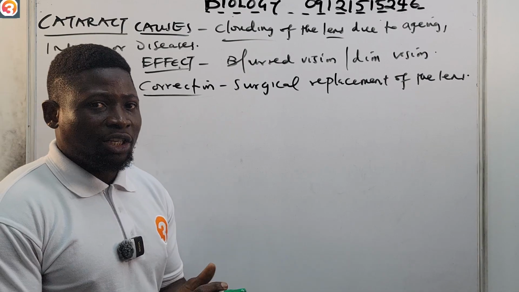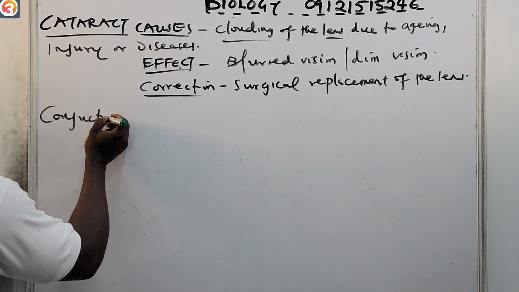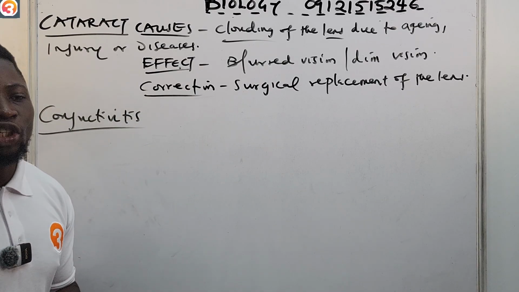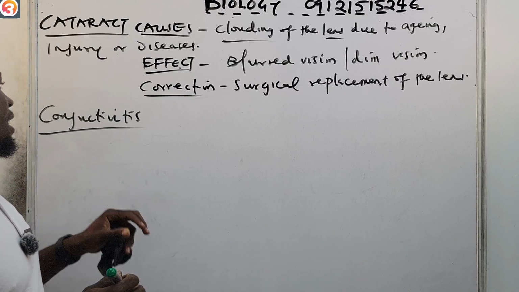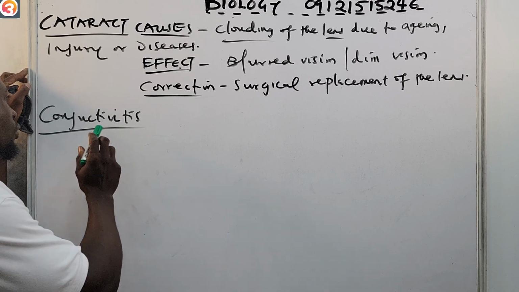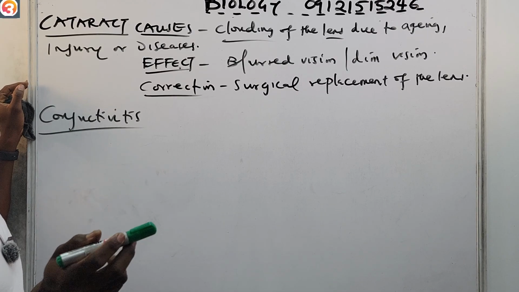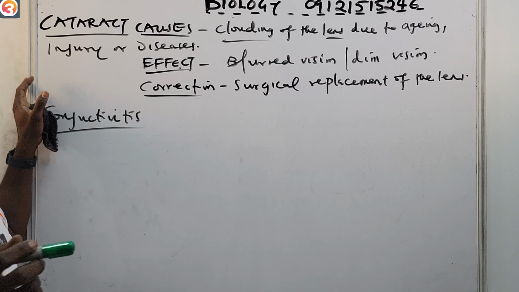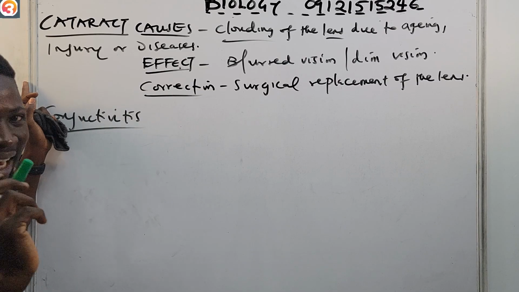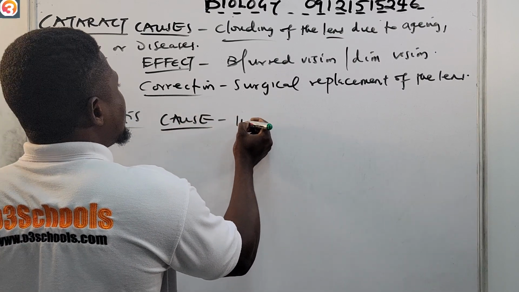Now let us also see conjunctivitis. Obviously, from the word, it has to do with the conjunctiva in the eye. So this one is caused by inflammation of the conjunctiva. It is characterized by inflammation of the conjunctiva. So the cause is inflammation of the conjunctiva.